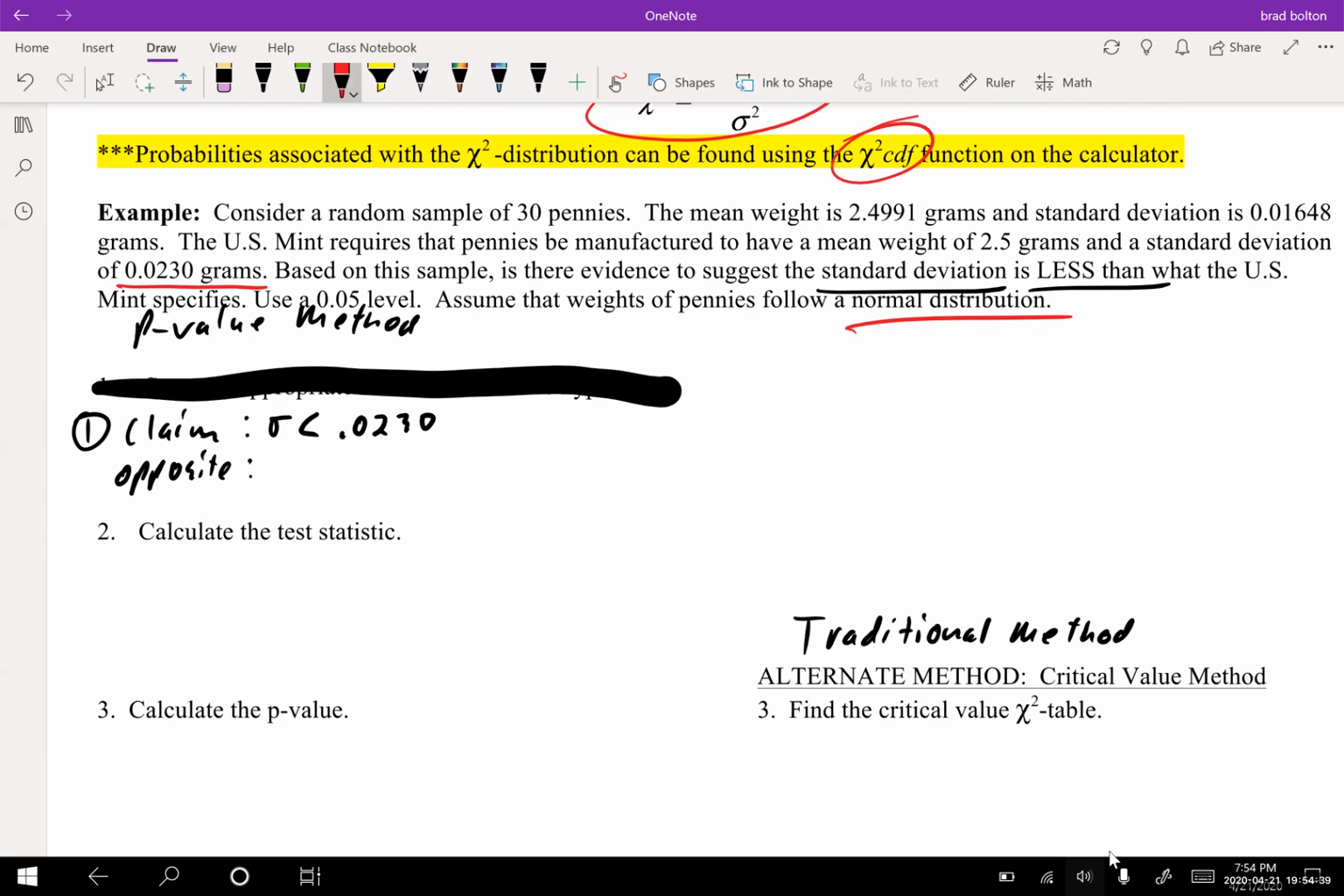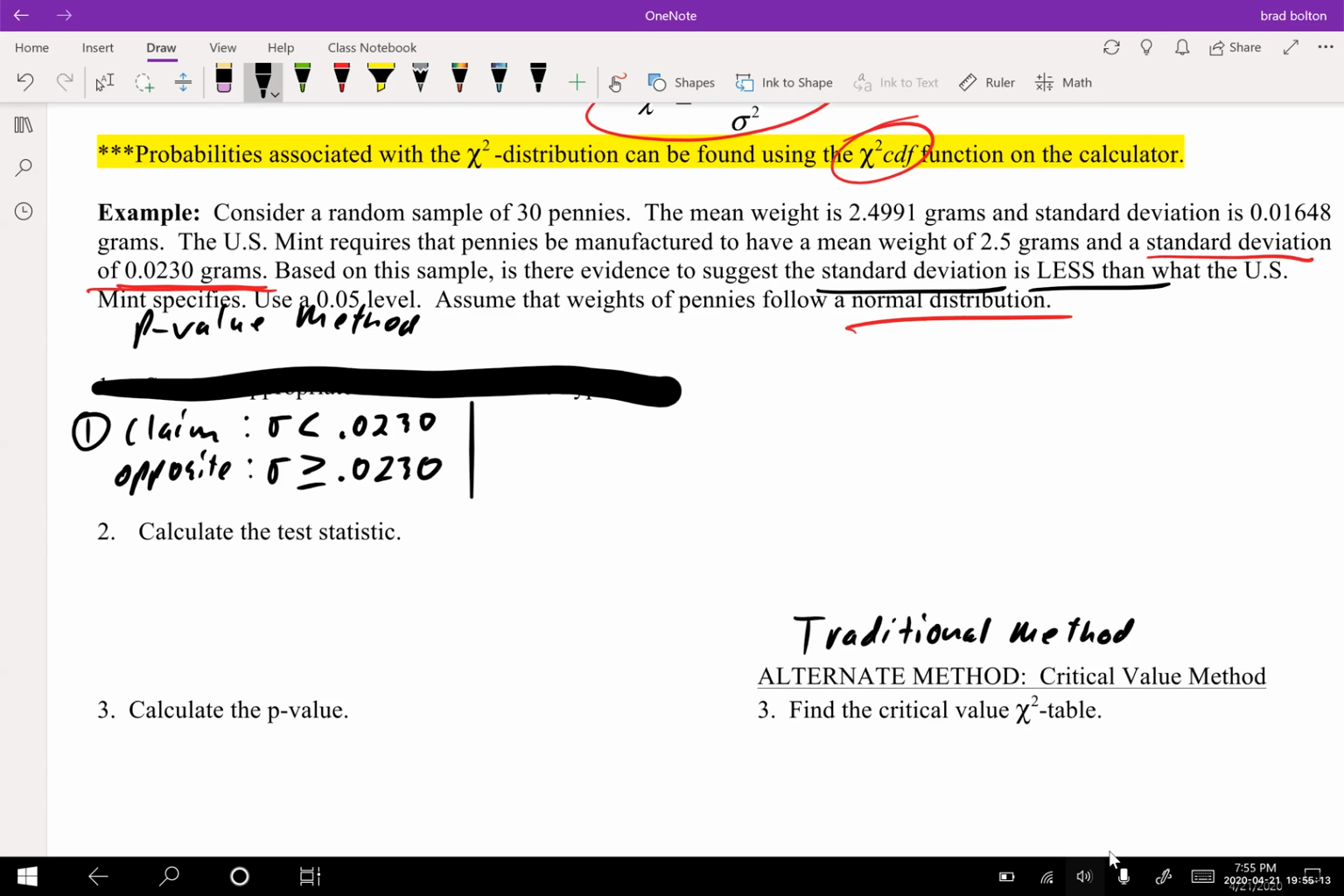Guys, I'm just looking through the problem and I'm finding the pieces I need. Okay, they say that the standard deviation is 0.0230 grams. And that's what the US Mint requires its pennies to be manufactured as. So that's what we're going to use. And if that is less than, then that means the other standard deviation, the opposite claim, has to be everything else. 0.0230 greater than or equal to. Remember, one of them has to have an equal sign.